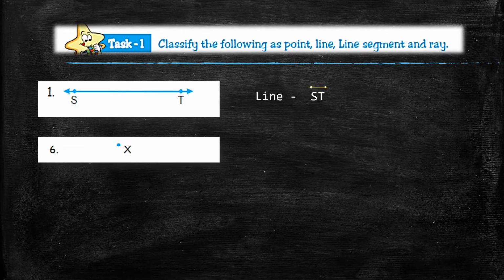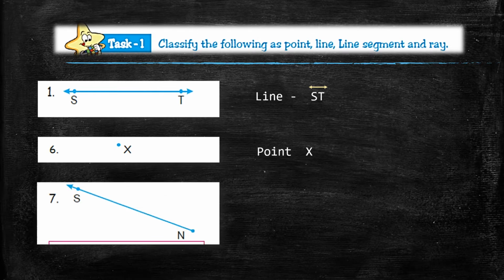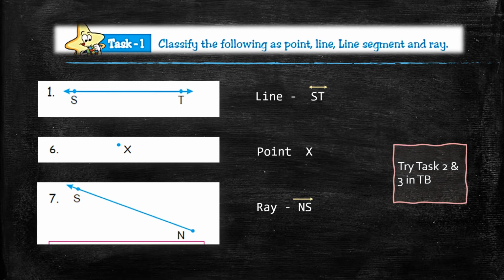Next is the sixth sum. There is a point which is named with the capital letter X. So this is nothing but a point X. Seventh one, a starting point N and it travels towards S with an arrow mark. So it is a ray. It is ray NS, a bar with one arrow mark. Try the remaining sums in the textbook, children.